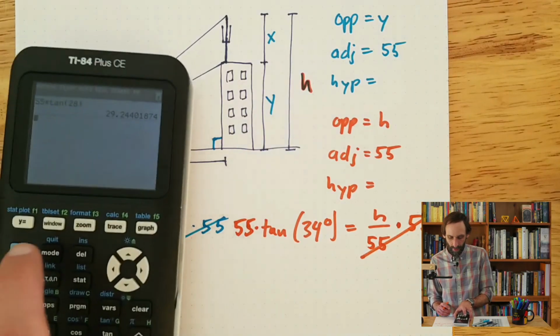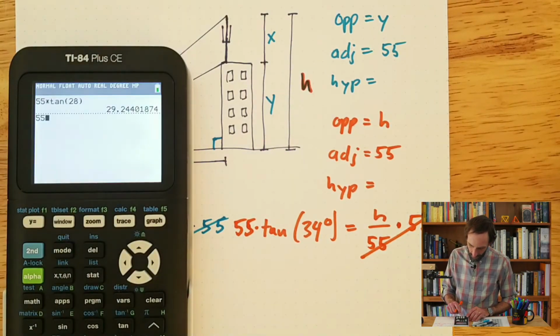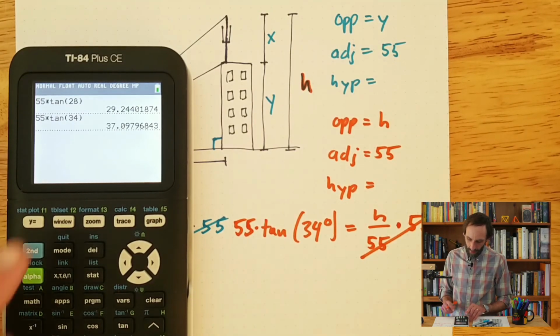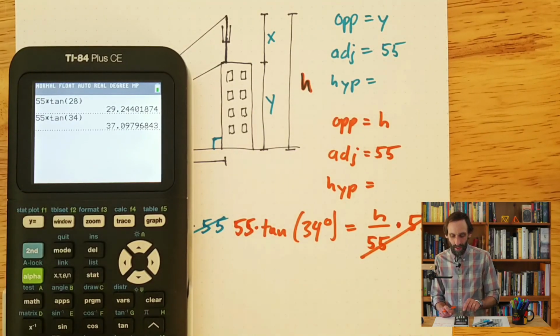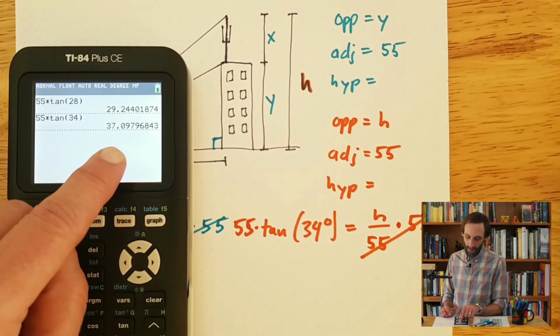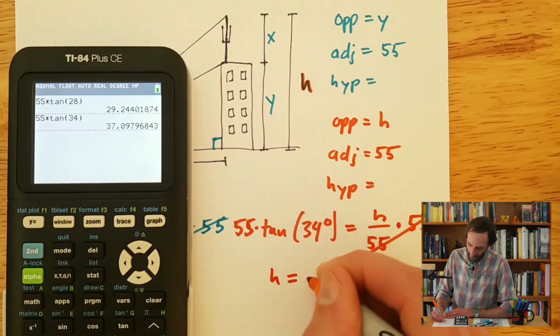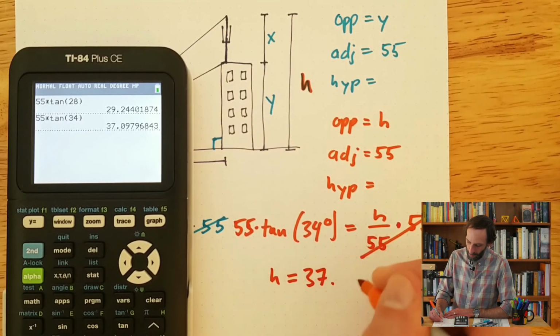Let's plug that in the calculator. And 55 times the tangent of 34 degrees. And you see here I get 37.1 meters if I round to the nearest tenth. So I get that h is equal to 37.1.